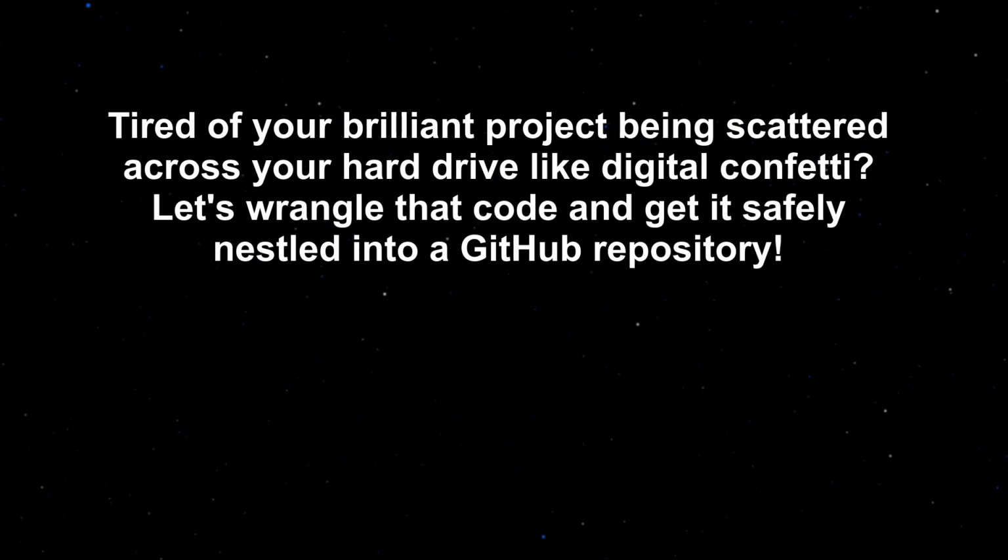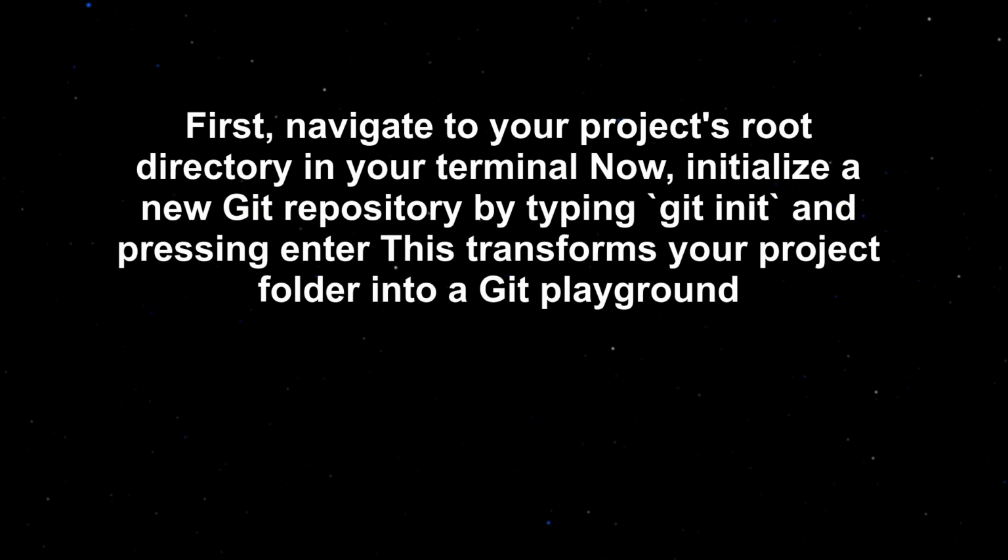Tired of your brilliant project being scattered across your hard drive like digital confetti? Let's wrangle that code and get it safely nestled into a GitHub repository. First, navigate to your project's root directory in your terminal now. Initialize a new Git repository by typing git init and pressing enter. This transforms your project folder into a Git playground.